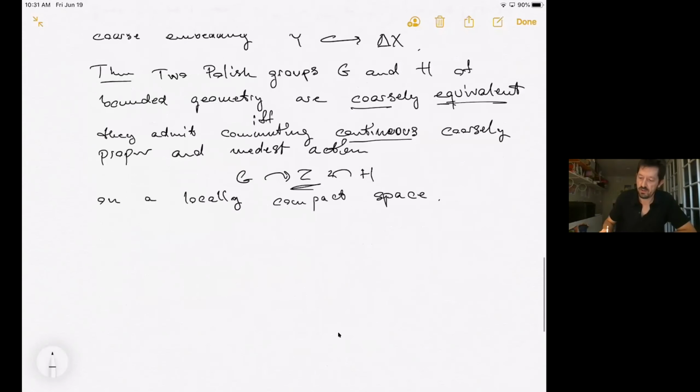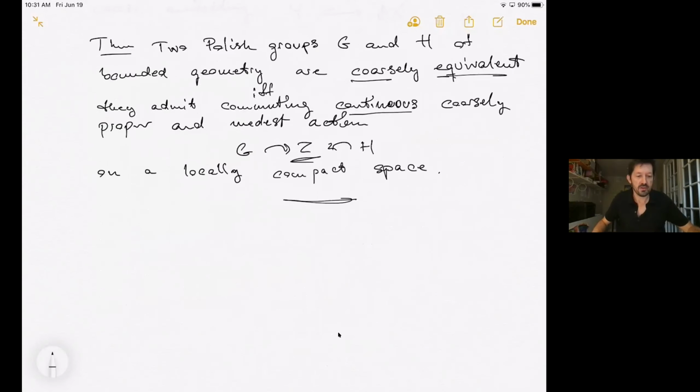Okay. So let me go on to something where I can give you some more details. Okay. So this is about amenability of groups.